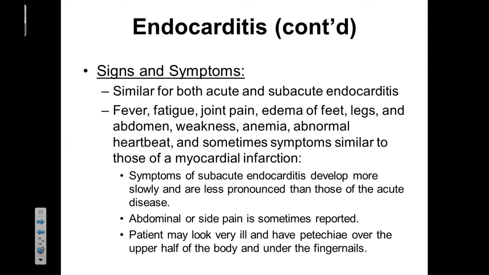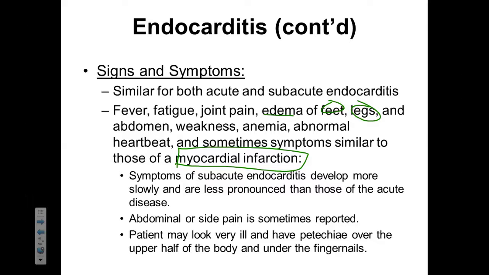Some of the signs and symptoms of both acute and subacute endocarditis are going to be very similar to each other. They can include fever, fatigue, and joint pain. There's going to be lots of abnormal circulatory issues such as edema or swelling in the feet, legs, and abdomen. There's going to be some irregular heartbeats or heart murmurs associated with it, particularly if there's a vegetative growth on that heart valve. Eventually, these symptoms can ultimately lead to a myocardial infarction or heart attack.